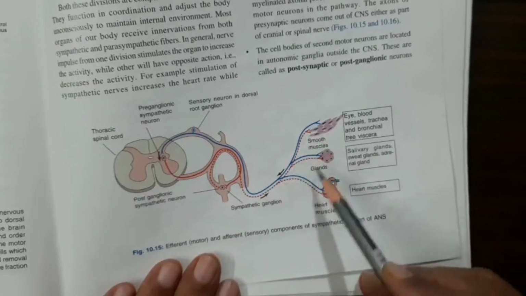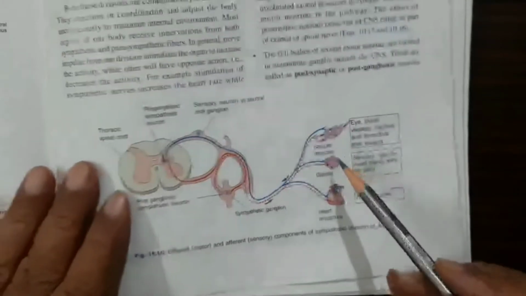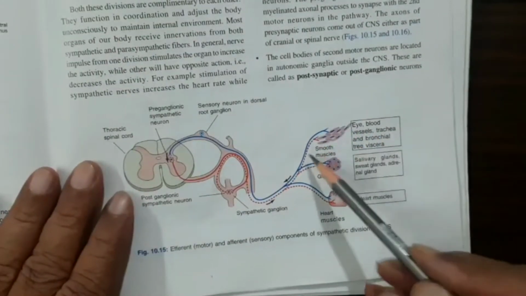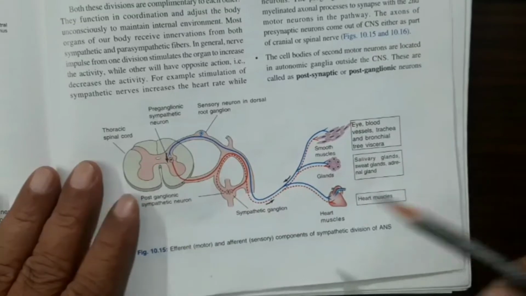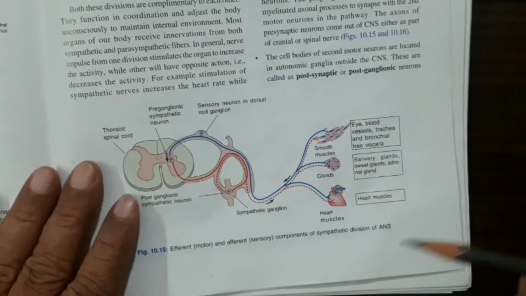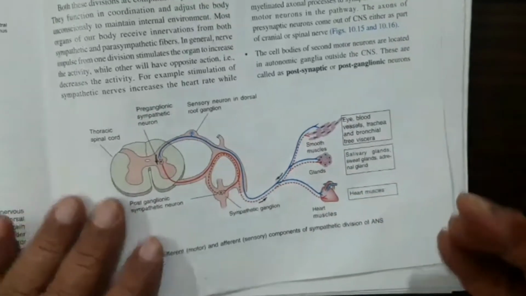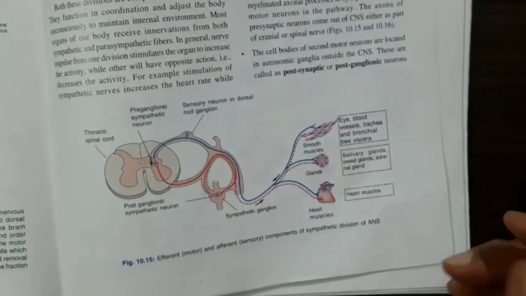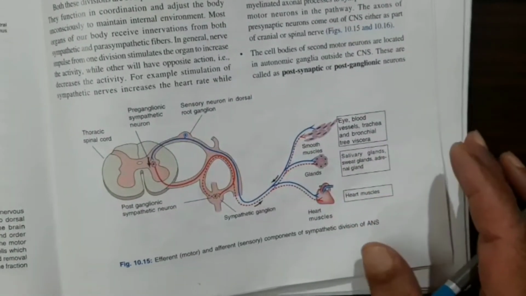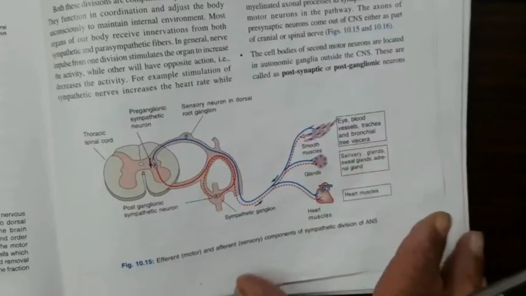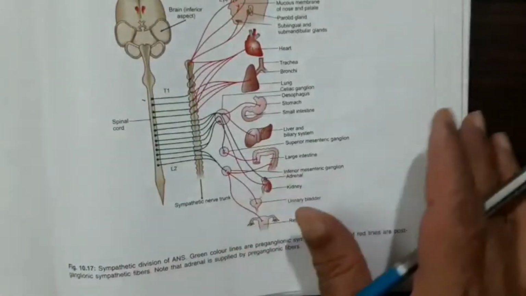And then these fibers will go to the smooth muscle, they may go to the smooth muscle of the viscera, and then they may go to the glands for secretion, and they may go to the heart. So there are three different areas which are supplied by these sympathetic postganglionic fibers.